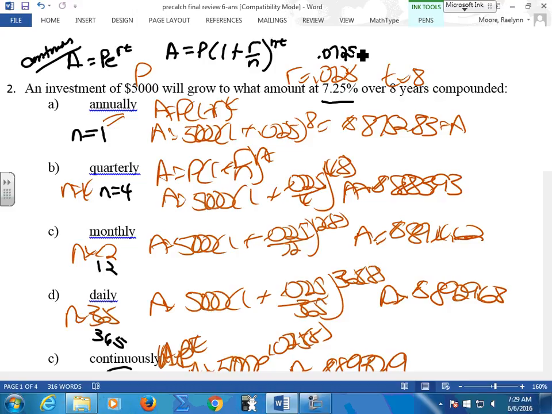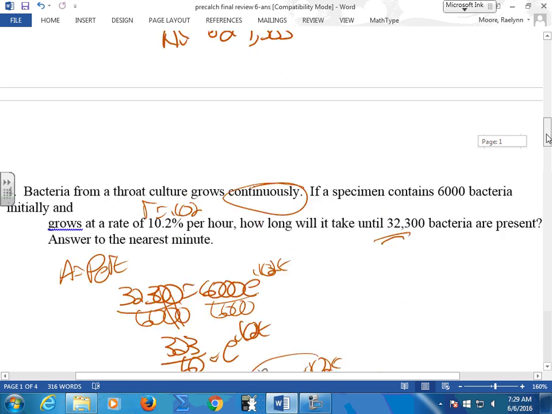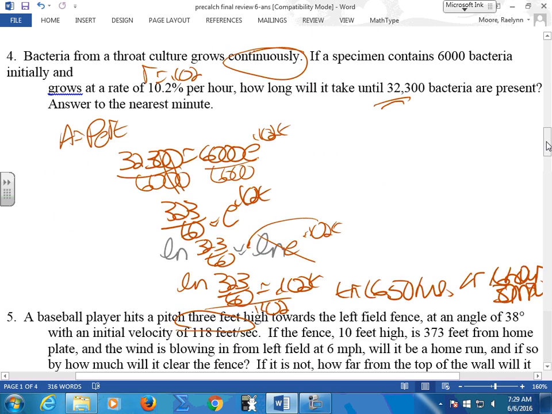We did it a while ago, but I think you do this in Algebra 2 as well, right? Stop me if you have any questions. Remember your basic, this is continuously. Can we go over and solve this one? Yeah, this one you have to find the t in the exponent.